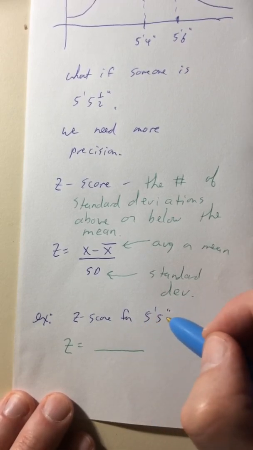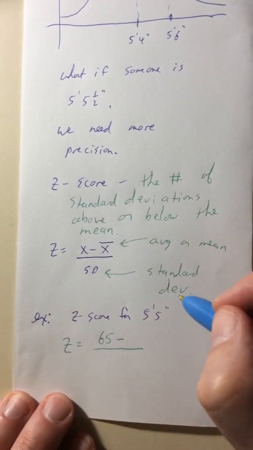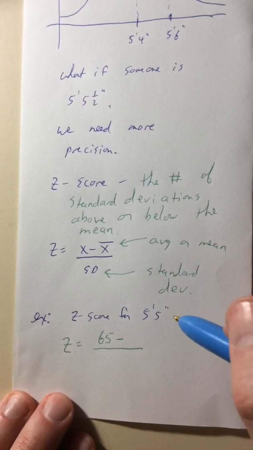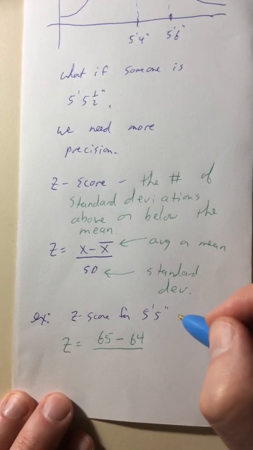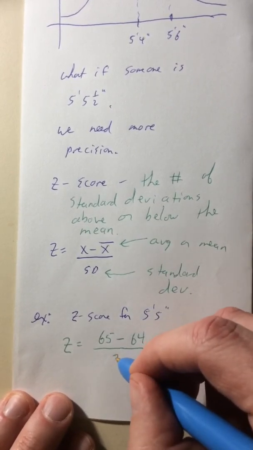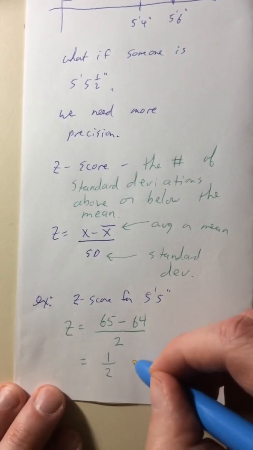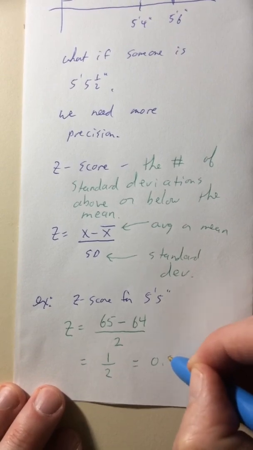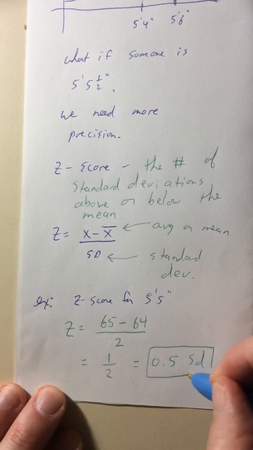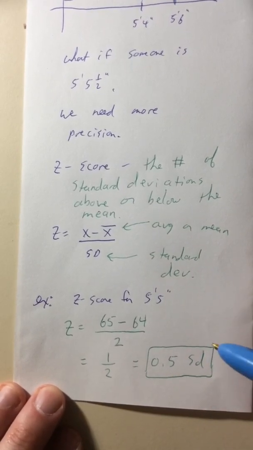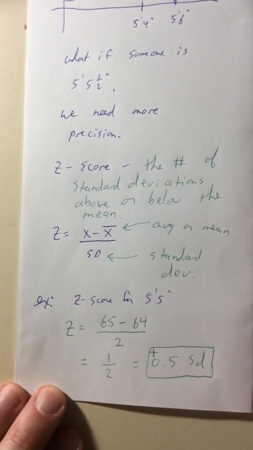So the z-score for 5 feet 5 inches is going to be 65 inches minus, well, we know that the mean is 5'4", aka 64 inches. So that's 64 right here. And we know the standard deviation is 2. So 65 minus 64 is 1, over 2. And generally we express these as decimals. So someone who is 5 feet 5 inches is positive 0.5 standard deviations. In other words, they're half a standard deviation above the mean.